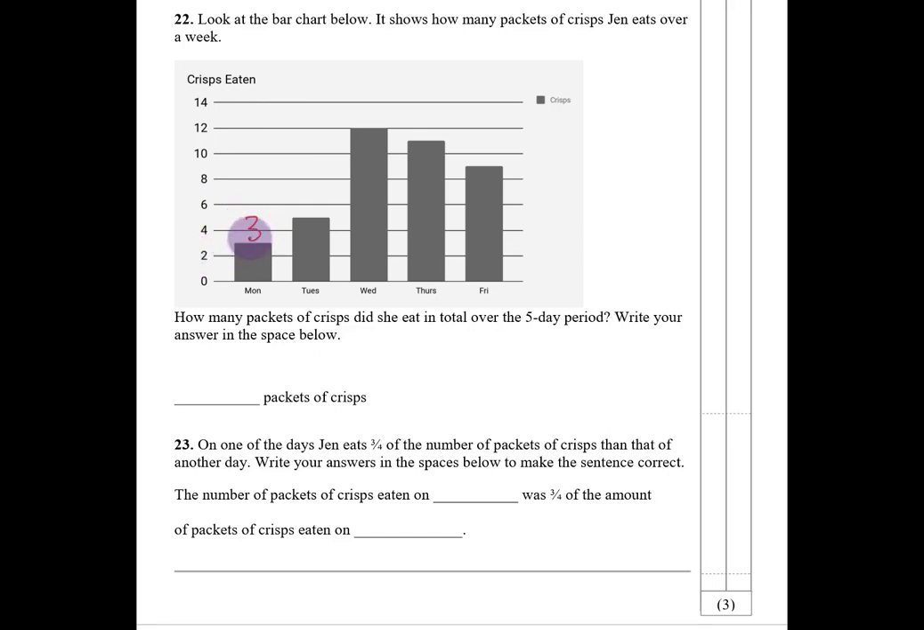So this here, Monday, she eats 3 because it's in between the 2 and the 4. Tuesday, she eats 5, which is in between the 4 and the 6. Wednesday, we've got 12. Thursday, we've got 11. And Friday, we've got 9. Then we just need to add them up. So 11 add 9 gives us 20. Then 12 add 5 gives us 17. Add 3 would be another 20. So it's just basically 20 add 20, which is 40. So fairly straightforward, that one.